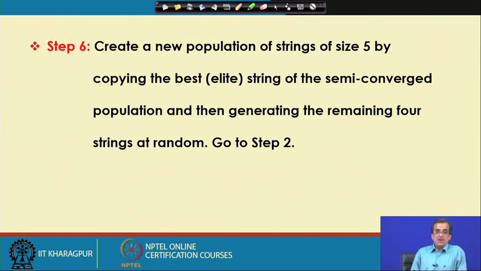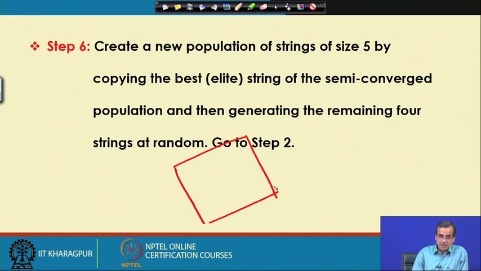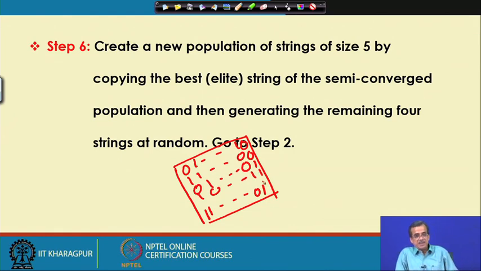The next step is as follows: we create a population of new strings of size 5 by copying the best string of the semi-converged population and generating the remaining 4 at random. Now, supposing that I am getting, after this crossover, the 5 GA strings as follows. Let me draw the elite first, say this is the elite, and the other things let me write at random: 0 1 1 0 1 1 0 0 0 1 0 1 1 0 1 1. Supposing that this population I am getting after the crossover and there is no mutation. So, this completes one generation or one iteration of this GA. Now, if the termination criterion is not reached, we go for the next iteration.